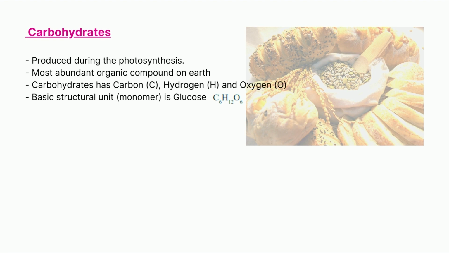Carbohydrates are made up of carbon, hydrogen, and oxygen only. Therefore the basic structural unit is glucose, which is denoted as C6H12O6. Examples of foods which contain carbohydrates are potato, sweet potato, grains, sugar, and flour.